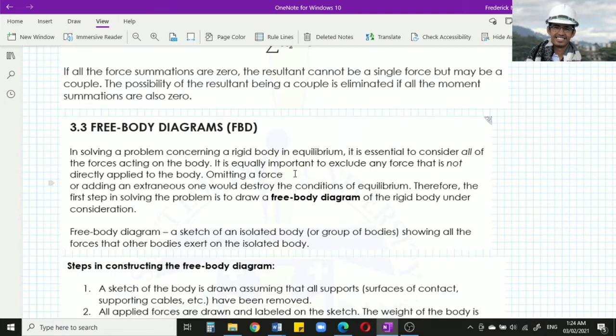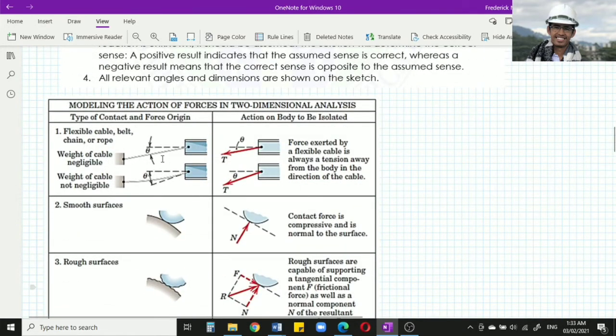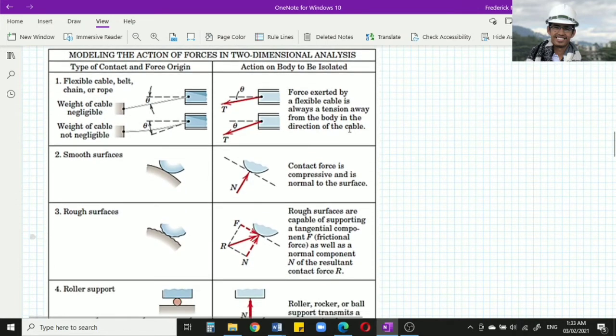Okay? So we have the free body diagram. So ginagamit natin yung FBD para mas madali nating ma-solve yung ating mga problems. So you just read it sa ating module. So we have the modeling the action of forces in two-dimensional analysis. So from the left column, meron tayong type of contact and force origin, and dito sa ating right column, meron tayong reaction on the body to be isolated. Okay? So ito yung FBD natin.